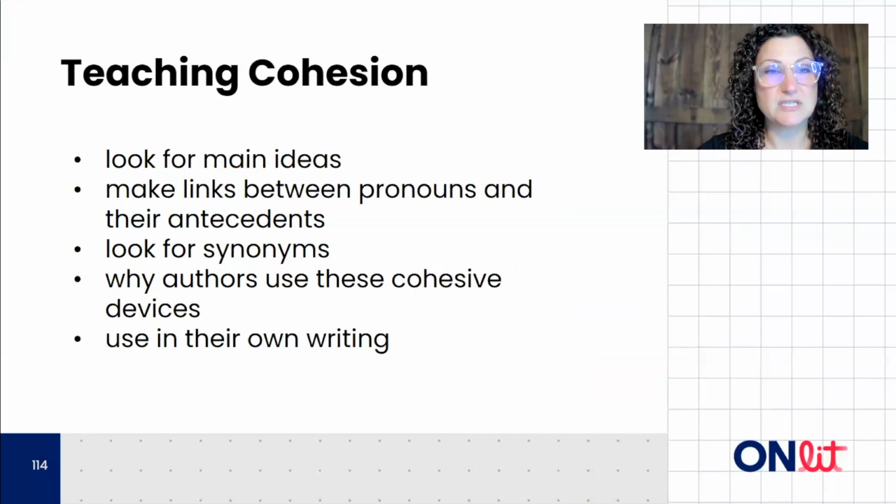In summary, when teaching students about cohesion, we need to help them look for main ideas, the most important who or what of a text. We need to help them make the links between pronouns and their antecedents regularly. We need to encourage them to look for synonyms for previously mentioned ideas, and talk to them about why authors use synonyms to make the writing more interesting, and teach them how to use these devices in their own writing.